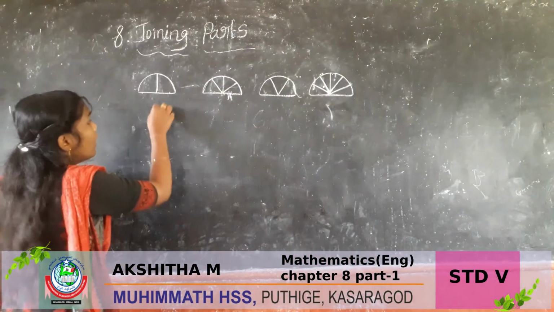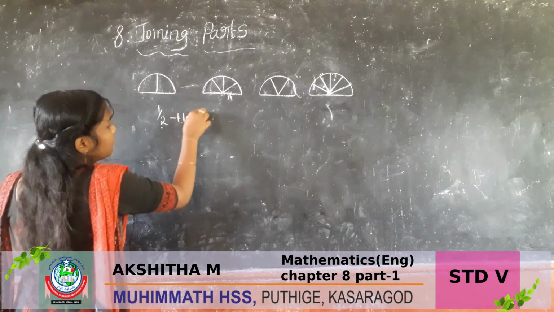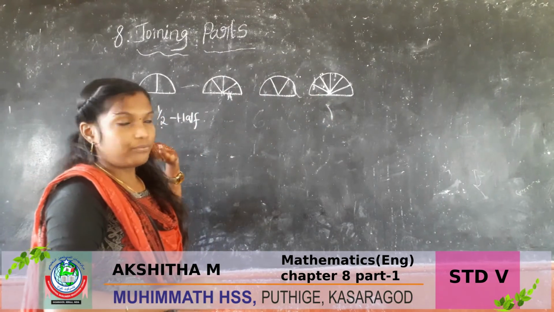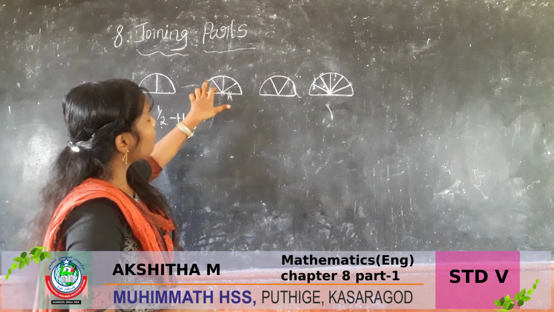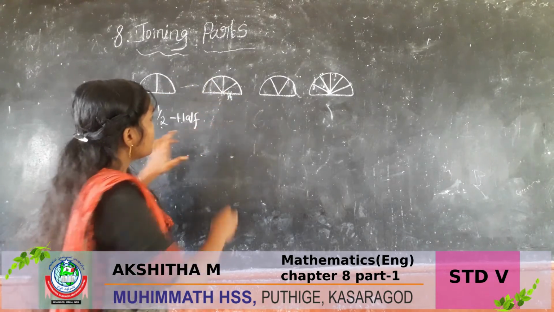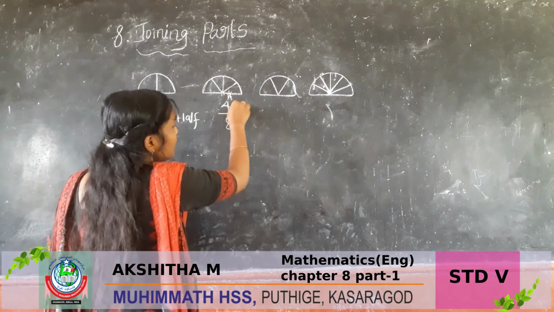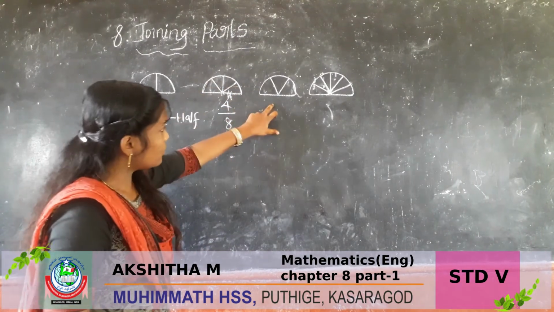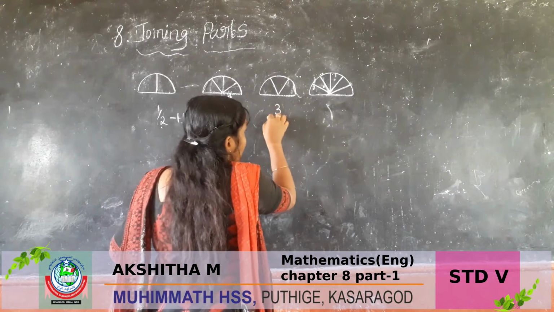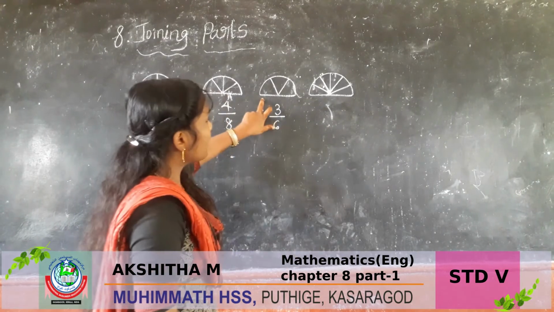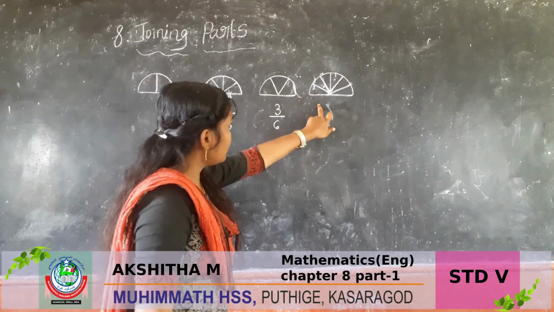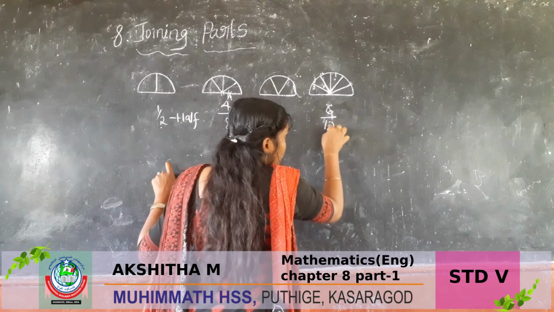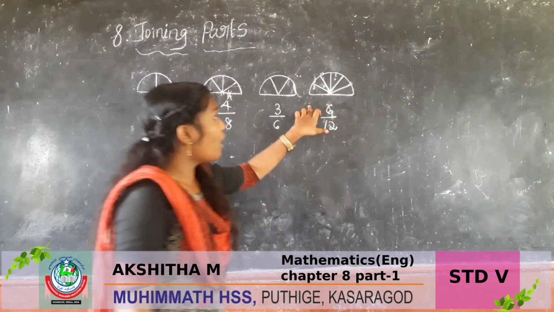This is called half. These are the different forms of half. When we join 4 parts from 8 equal parts, we will get a half piece. Here also, when we join 3 parts from 6 parts, we will get half. Like that, when we join 6 parts from 12 equal parts, we will get half.